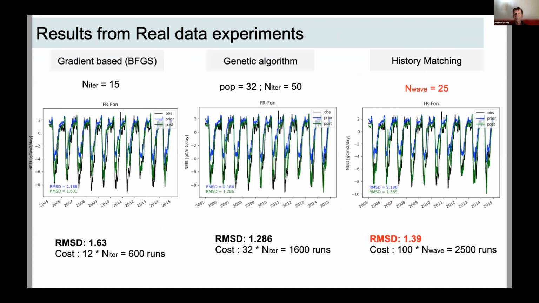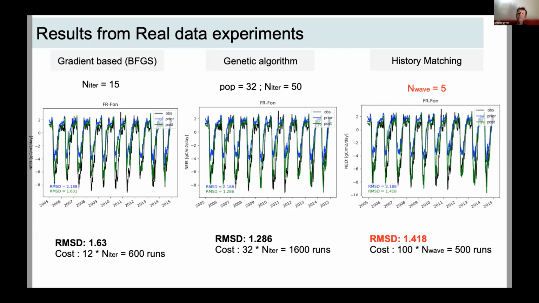We did similar experiments, but with real data. So here, real data at Fontainebleau, it's always good to check with that. With 25 waves of the history matching, we have an RMSD of 1.39, which is in between the gradient base with 15 iterations and the genetic algorithm with 50 iterations. So we are not as good as the genetic algorithm with the history matching, but if you take 5 waves, which is only 500 runs, we are decent, in between the genetic algorithm and the gradient.